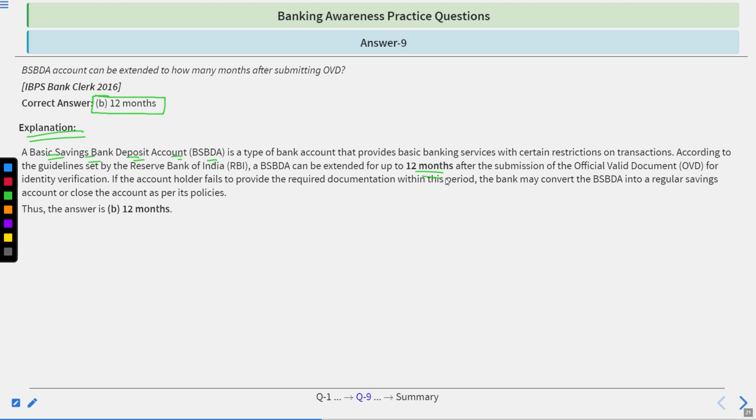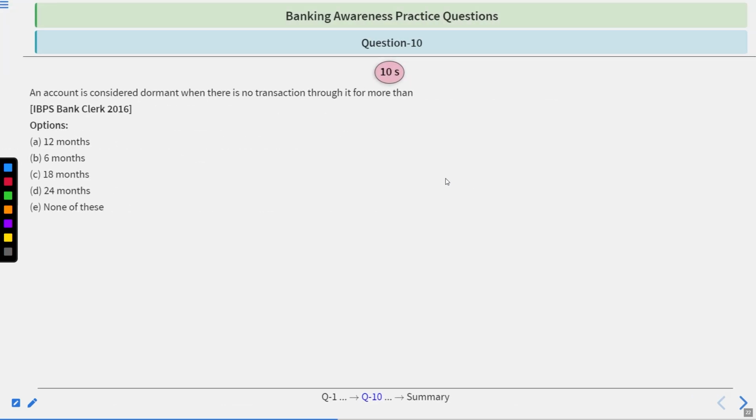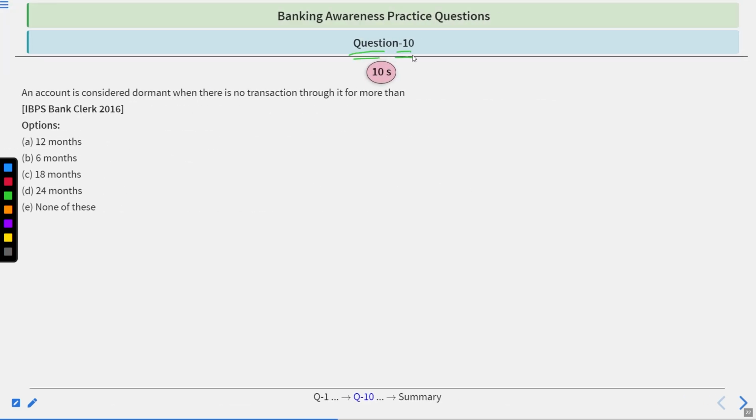If the account holder fails to provide the required documentation within this period, the bank may convert the BSBDA into a regular savings account or close the account as per its policy. An account is considered dormant when there is no transaction through it for more than: 12 months, 6 months, 18 months, 24 months, none of these. To answer this, you will have 10 seconds. Time starts now.